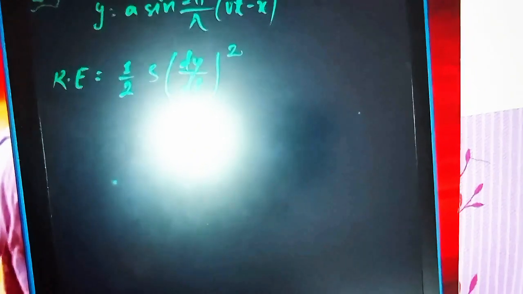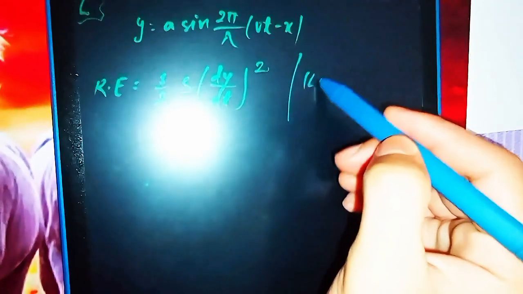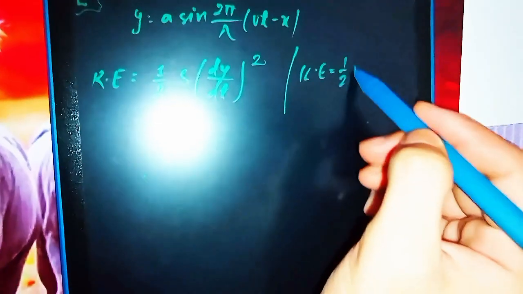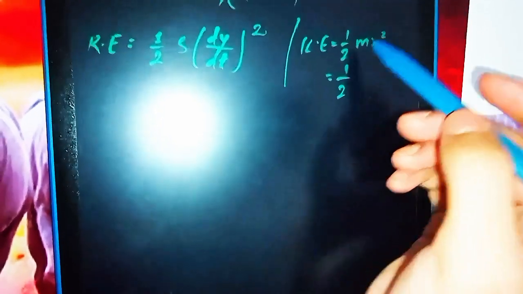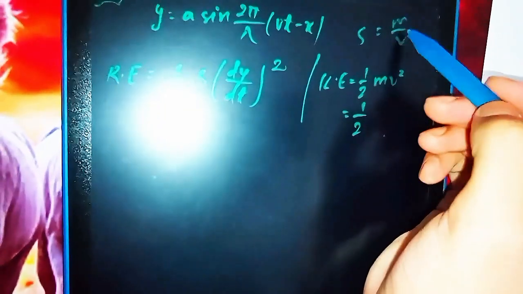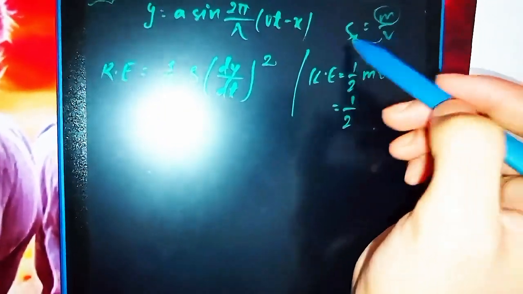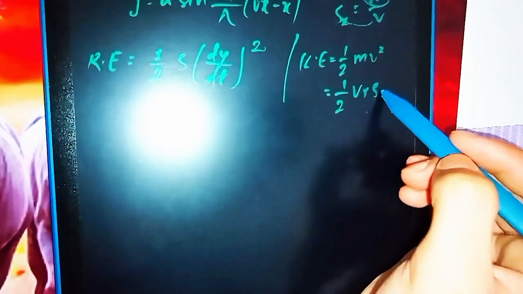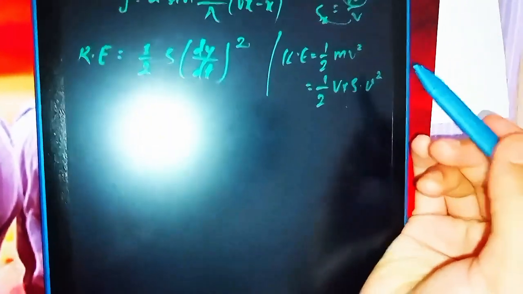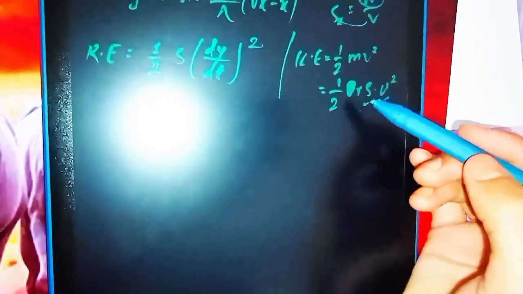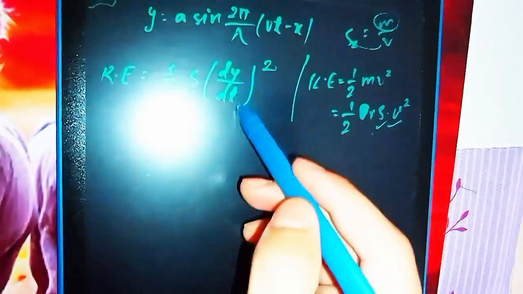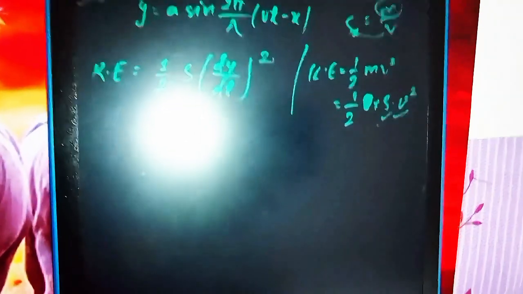So we can say that kinetic energy will be equal to 1/2 mv², which will be equal to 1/2. Mass is, rho equals mass upon volume, so mass is equal to volume into rho. So volume into rho into velocity square. Volume is 1, we don't need to write volume, so 1/2 rho v², and v² means (dy/dt)², where y is the displacement.